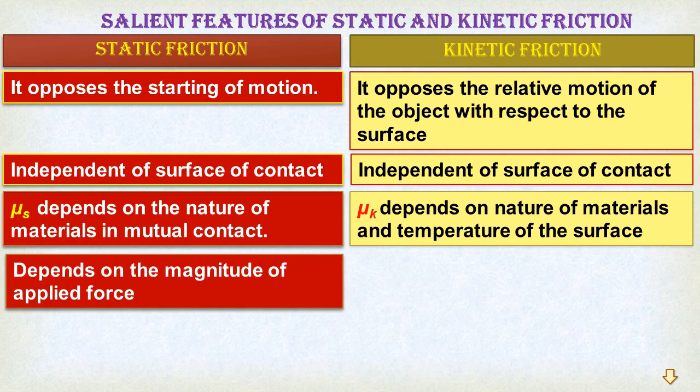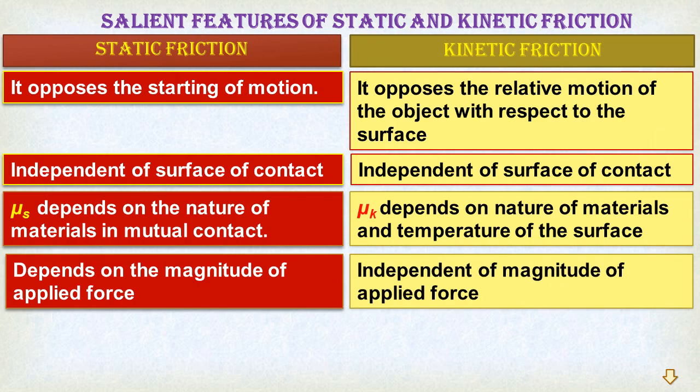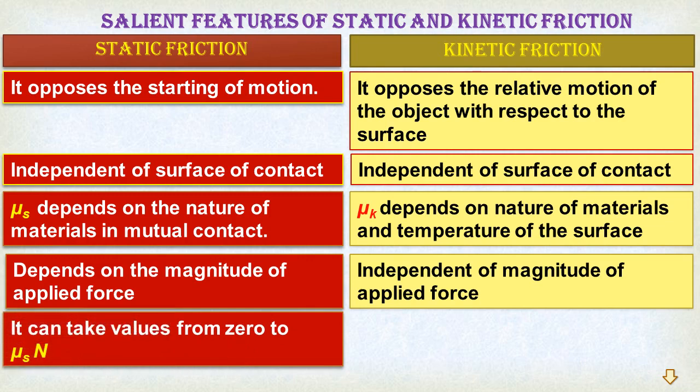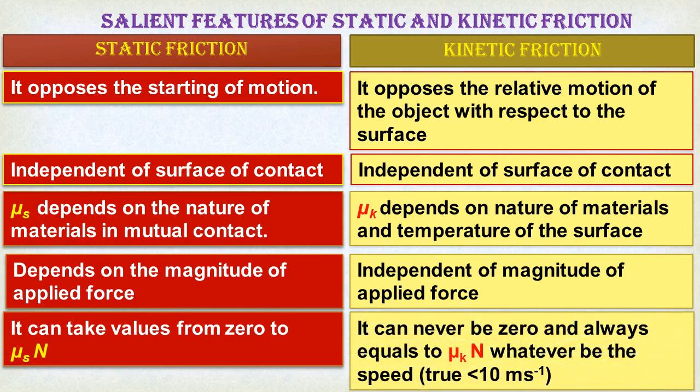Static friction depends on the magnitude of the applied force, and kinetic friction is independent of the magnitude of the applied force. See, static friction can take values from 0 to mu s N, but kinetic friction can never be 0 and is always equal to mu k N, whatever the speed, which is less than 10 into 10 meter per second.